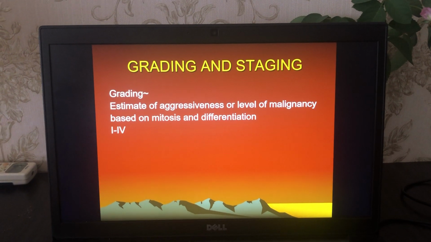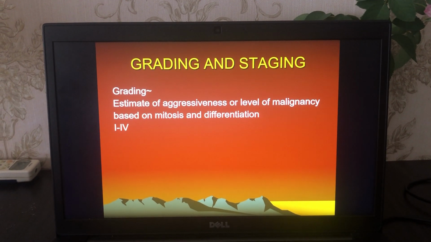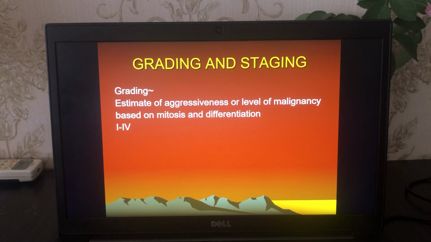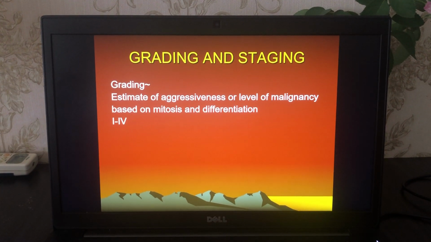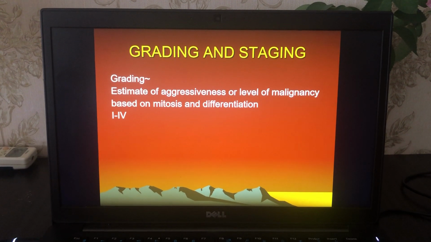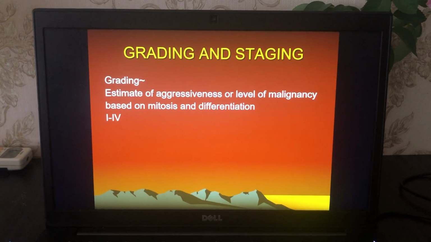But sometimes even before you grade, usually you grade bila lepas surgery ya. Even if you grade while in surgery, sometimes during surgery itself you can already tell if it's aggressive or not.